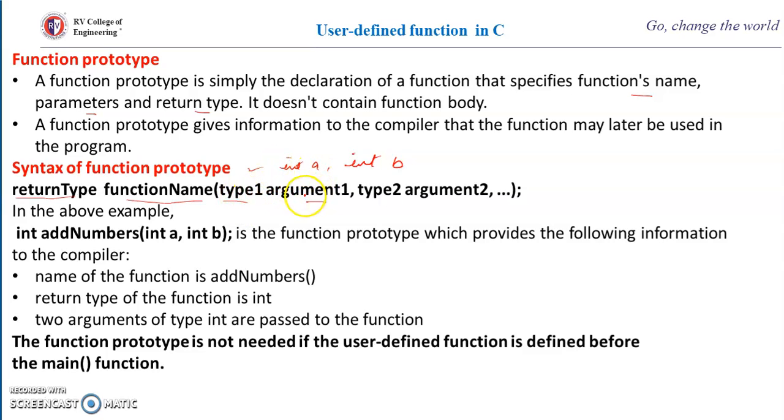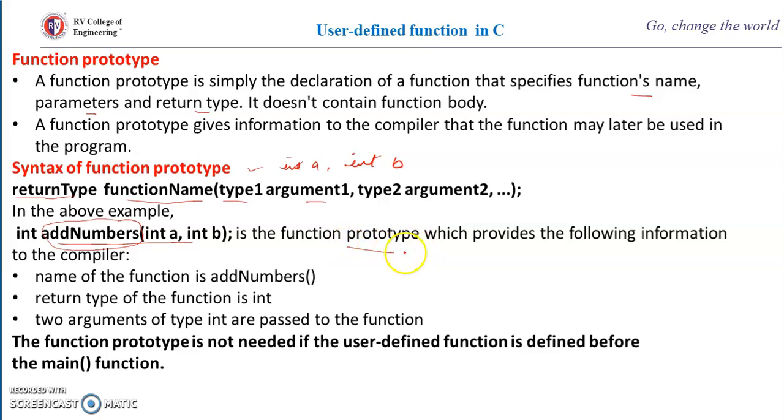So type 1 argument 1, type 2 argument 2, so based on how many arguments we have in our program, those many arguments will be passed here, okay. So here what happens, int add numbers, int a, int b, this is what we wrote in the program, right. The return type was integer, because when we add two numbers, the value returned by the function will be some integer number only. Add numbers is the name of the function, and the parameters are type int, argument 1 is a, type 2 is again int, and argument 2 is b.